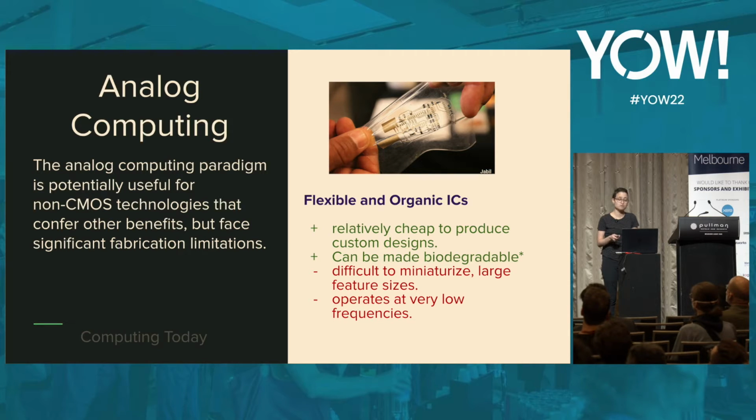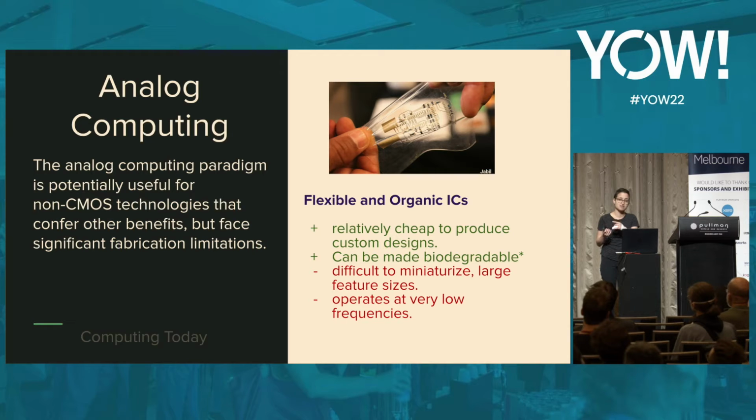Another place where analog computing could be useful is in working with technologies that are new, but have a lot of growing pains that make it hard to implement digital computation with them. For example, what we have to the right here is a flexible integrated circuit. This is a kind of new fabrication technology that enables us to produce circuits that can mount on non-planar surfaces. The benefits are that you can mount it on somebody's body. They're cheap to produce, so you can do bespoke circuits, which is nice if you're doing something custom. And they also can be made biodegradable.